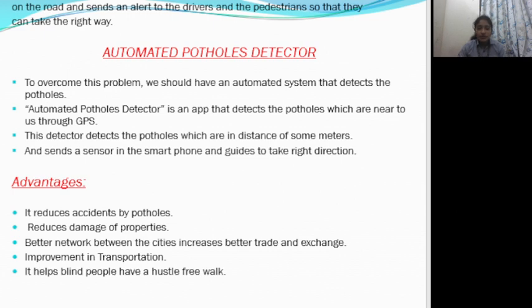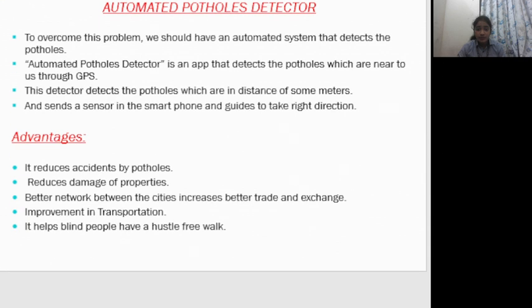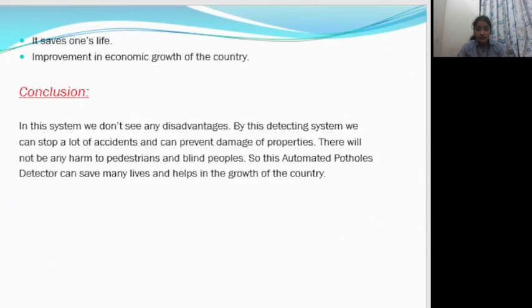Advantages: it reduces accidents by potholes, reduces damage of properties, better network between the cities increases better trade and exchange, improvement in transportation. It helps blind people have a hassle free walk. It saves one's life, improvement in economic growth of the country.